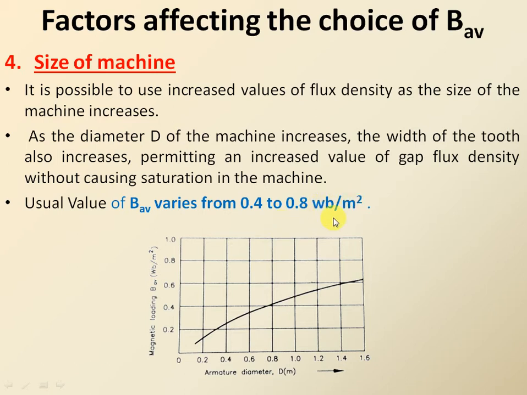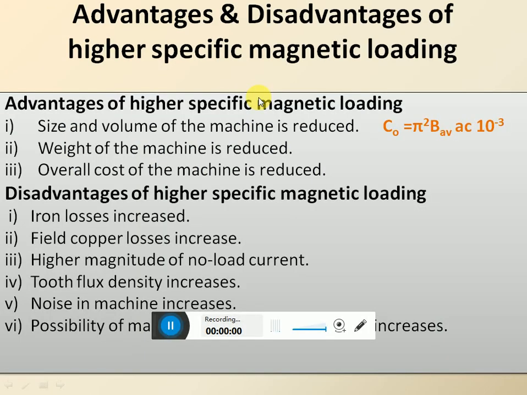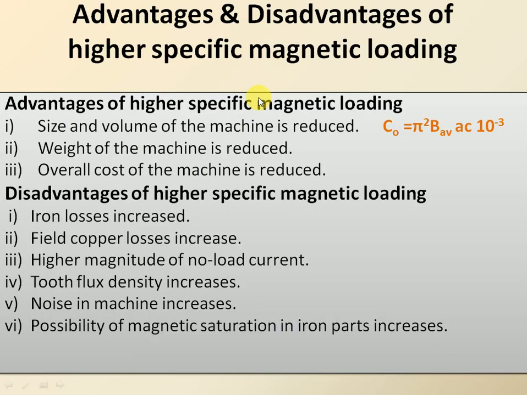So considering all these factors, the range of B average, that is specific magnetic loading, will vary from 0.4 to 0.8 Weber per meter square. Next, we are going to see the advantages and disadvantages of choosing a large value for specific magnetic loading. If you are choosing a large value for B average, then definitely the value of C0 will be very large.